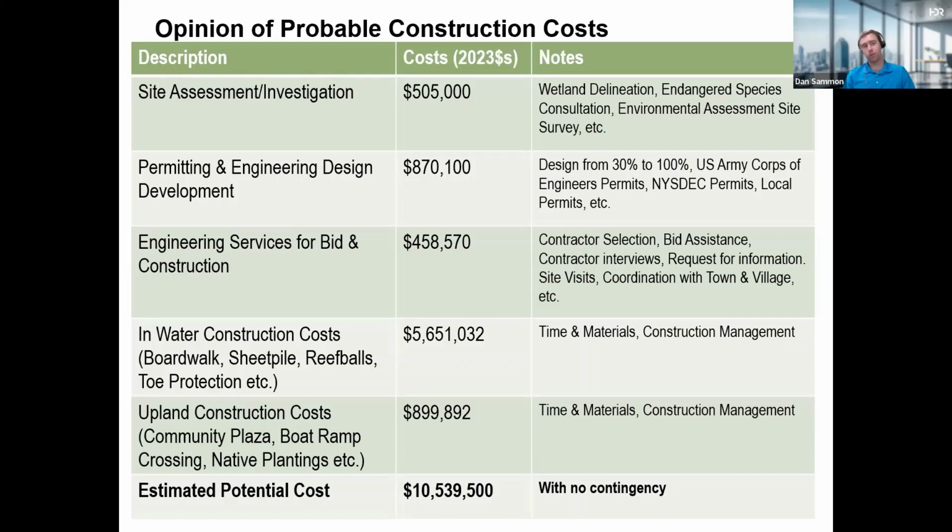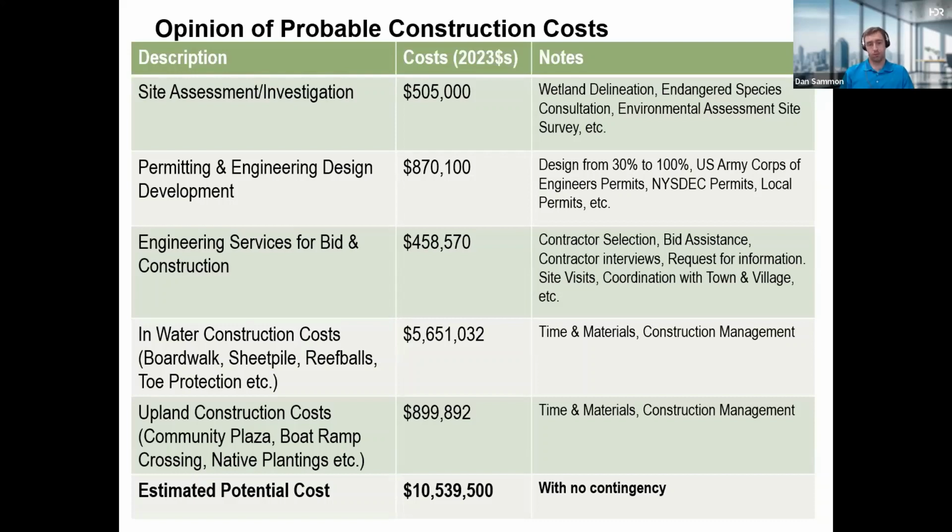Would cost roughly around $500,000 for the permitting and engineering design development. So right now the design is a very high level design. There's a lot that would still need to be fleshed out. So getting it from where it stands right now to 100%, and then working with the different agencies to get it permitted, that would be around $870,000.